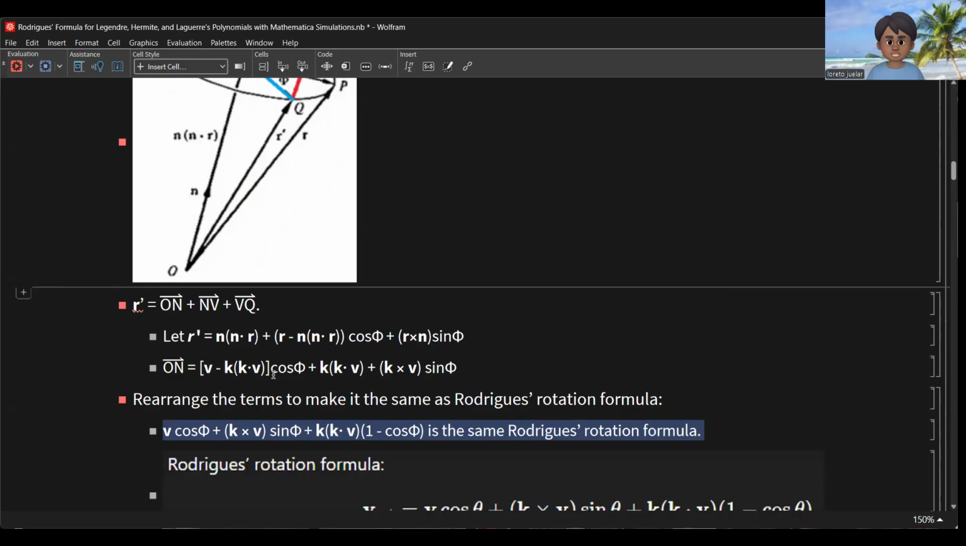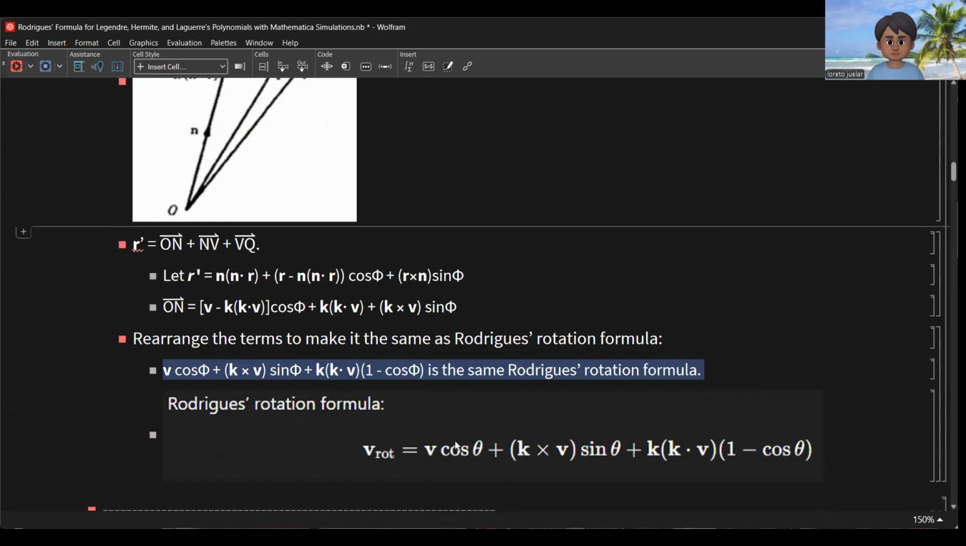Then we have to rearrange this to make it the same as the given Rodrigues rotation formula. When we arrange these expressions, it is the same. This formula is this one. When we arrange this, it is the same as the Rodrigues rotation formula.